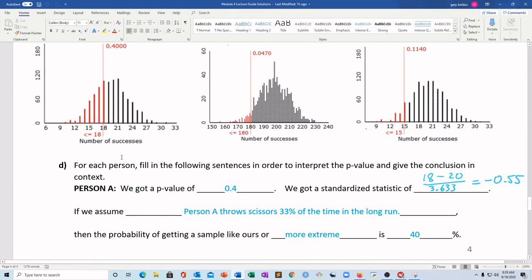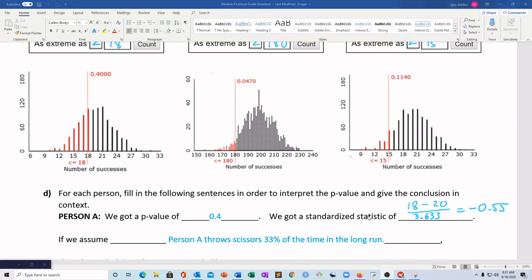Person A, we got a p-value of 0.4, just read right off. Now we have to calculate the standardized statistic. Remember the formula: statistic minus the mean of the null, or the center of your picture, over the standard deviation of your picture. We had 18 successes in our statistic. Person A chose scissors 18 times. We expected them to do it 20 times, because 20 out of 60 is 1/3, but I'll show you where to get that from the picture.